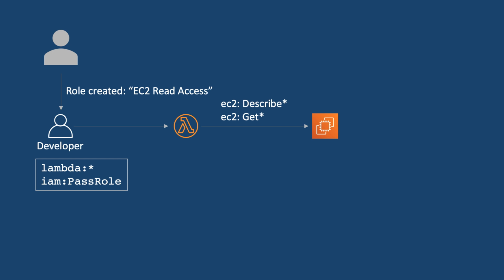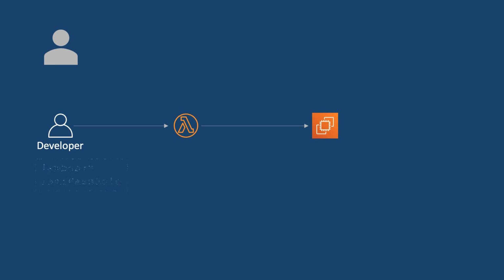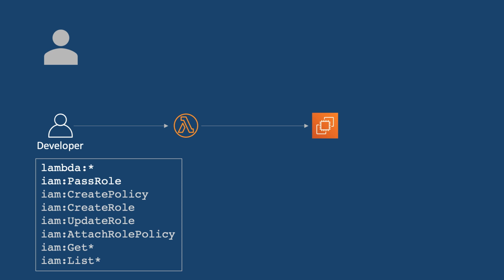So you decide, well, we are going to give the developer the permissions required to create the IAM role. So you change her permissions to make it look like this. The first two permissions are the same, full access on Lambda and IAM pass role, but along with that, you are also giving her some permissions on the IAM service. You're allowing her to create a policy, create a role, update a role, attach a policy to the role, get permissions, and list permissions.